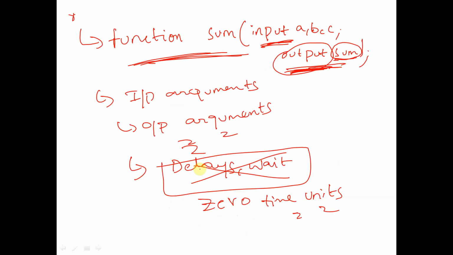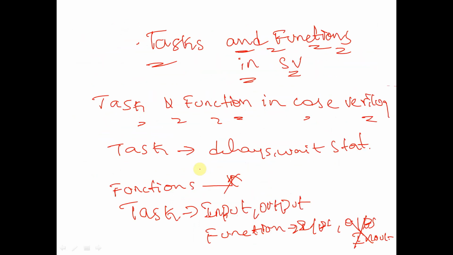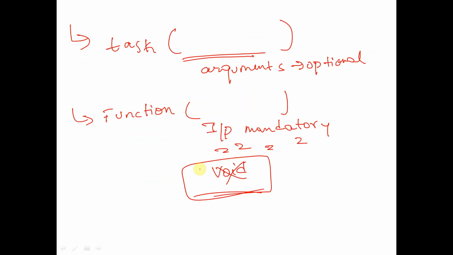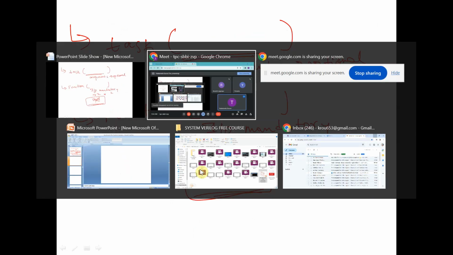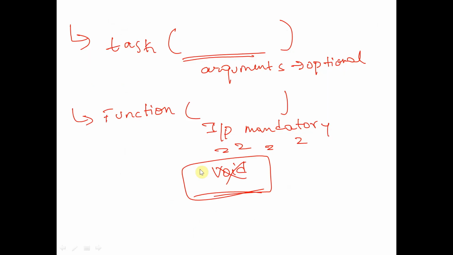So this is a basic introduction to functions and tasks in SystemVerilog and the difference between functions and tasks in SystemVerilog. Is this clear for everyone? Is it okay?